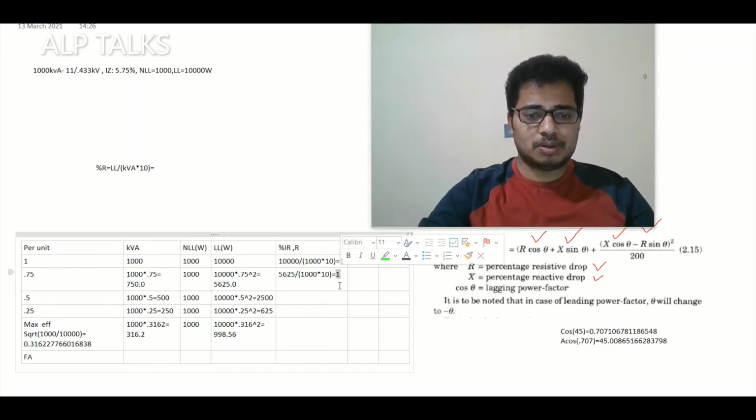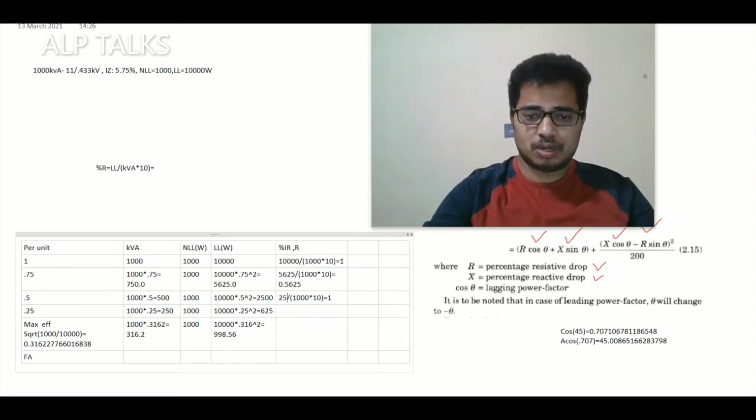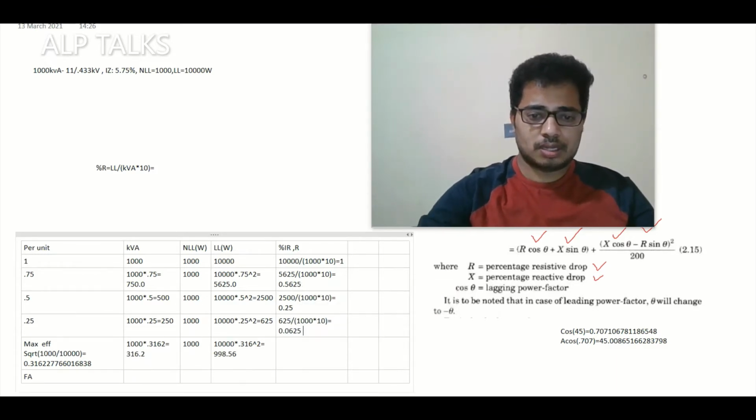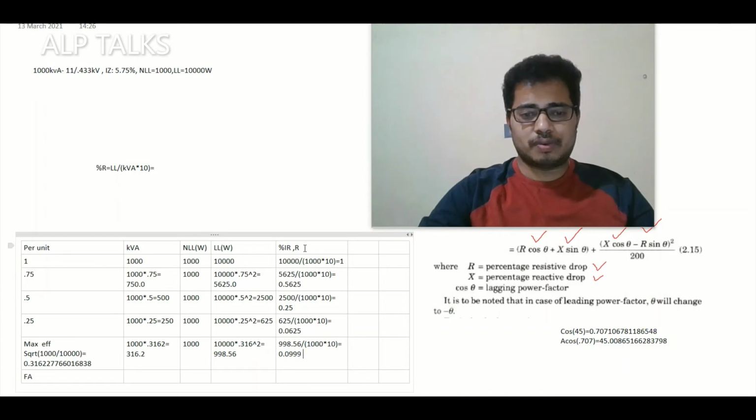At 75% load, it is 0.5625. Similarly, let's calculate for other loads. At 50% load, the resistance is 0.25. At 25% load, the resistance drop is 0.0625. Let's calculate the maximum efficiency case also. At maximum efficiency, the load loss we calculated is 998.56, so here it is 0.099. So we calculated IR.